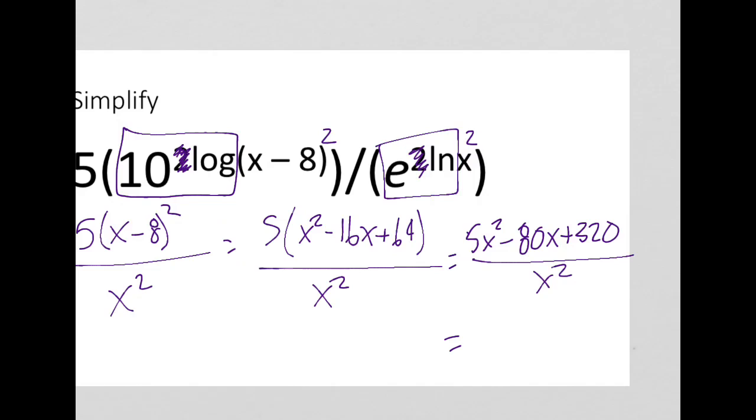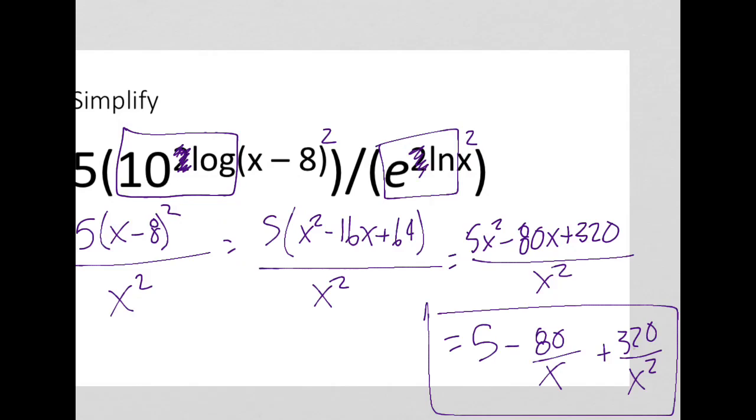So simplify it as much as you can. x squared over x squared gives me 5, minus 80x over x squared gives me 80 over x, and then plus 320 over x squared. And that is how I would write this.